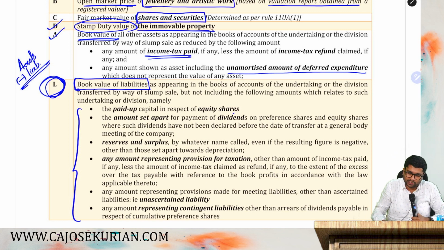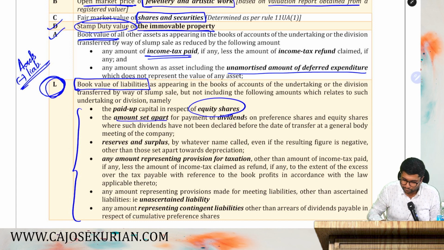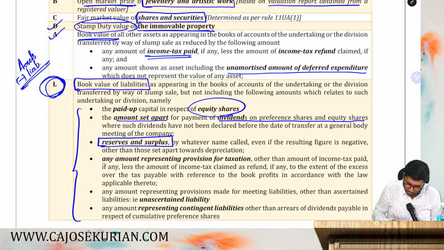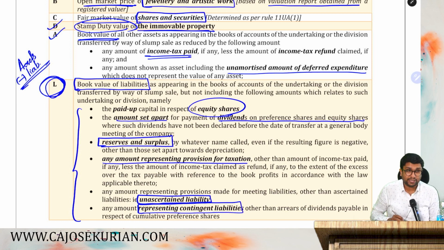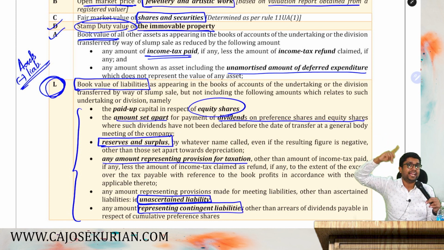Number one to exclude is equity share capital. Number two, dividend or amount set apart for the payment of dividend to both equity as well as preference shareholders. Number three, reserves and surplus. Number four, provision for taxation. Number five, unascertained liabilities. Number six, representing contingent liabilities. Similar to what we have learned in exit taxation.